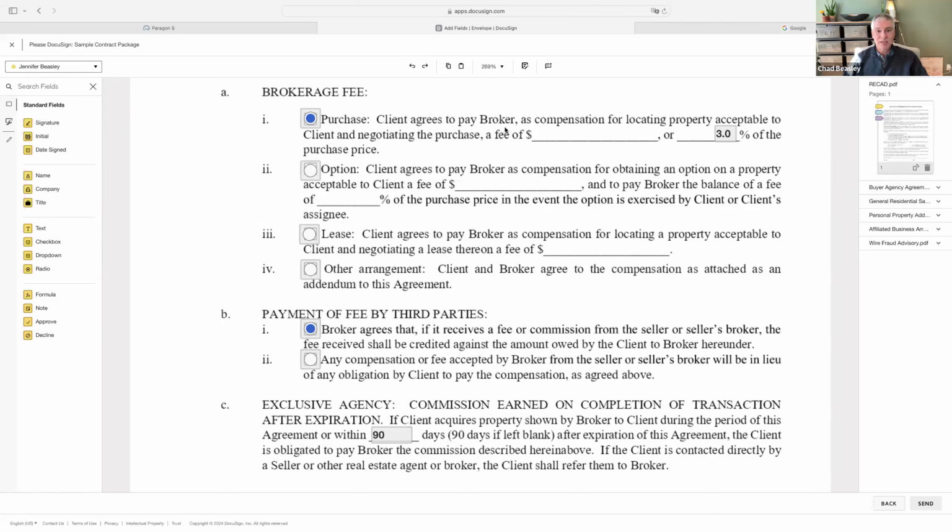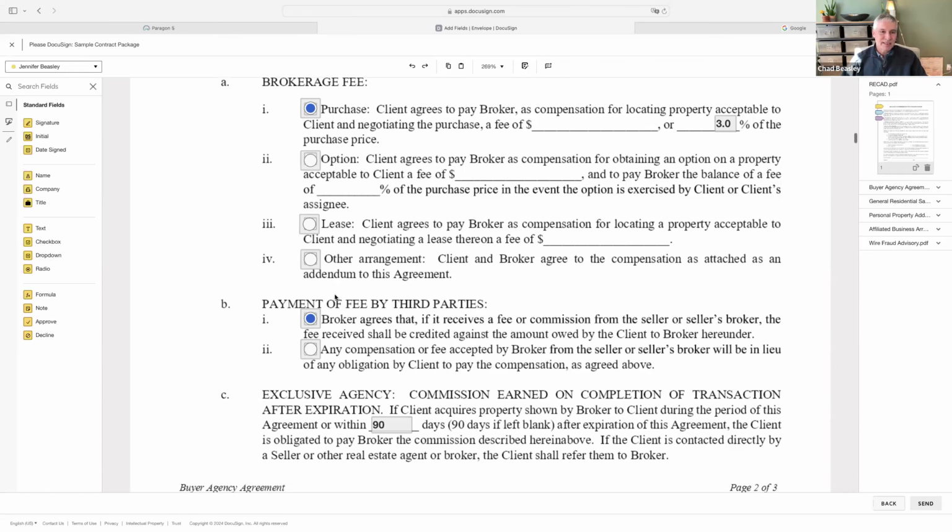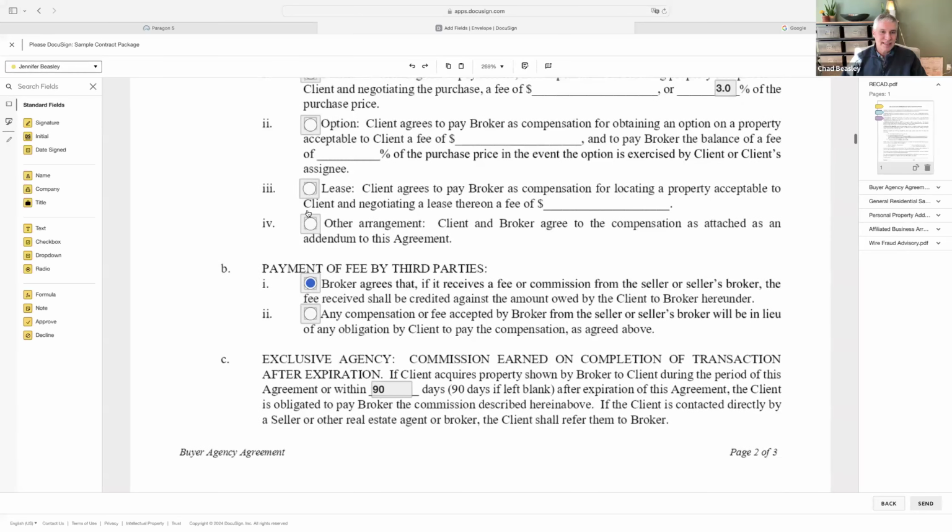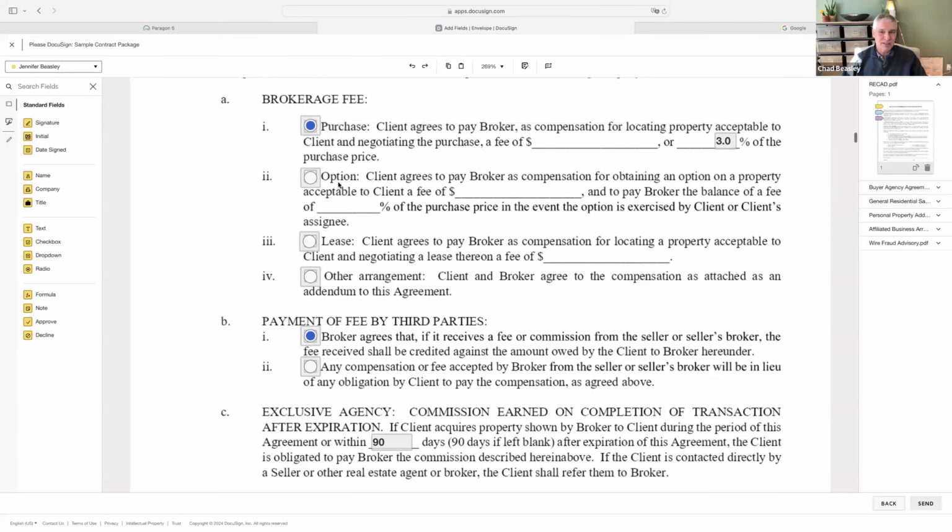Client agrees to pay the broker as compensation for locating property acceptable to client and negotiating the purchase a fee of blank. It can be a flat dollar amount. It can be a percentage of the purchase price, whatever you are charging as the agent. You have the freedom to choose what you're going to do there. So I've got it in here saying, hey, my fee is 3%. So we've chosen purchase. That skips these other four because it's an either or on all these options under A.